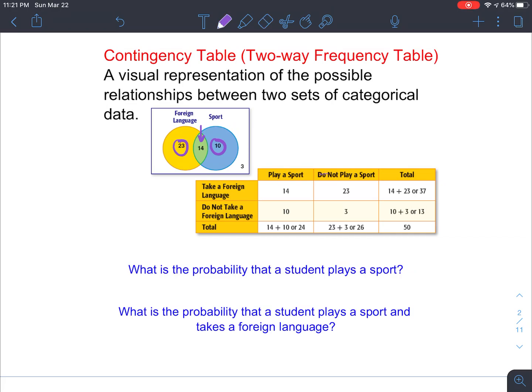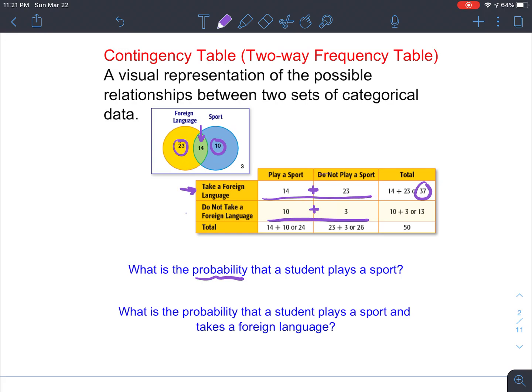Now, what we can do here is we can add these values to get totals, and these totals are going to help us find the probabilities throughout the rest of the lesson. So if we take a look at this row, is everything related to take a foreign language. So if we add those 2 numbers together, we get the total number of students who take a foreign language, which is 37, which we saw in the first question.